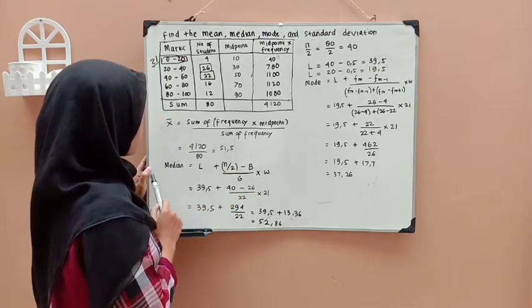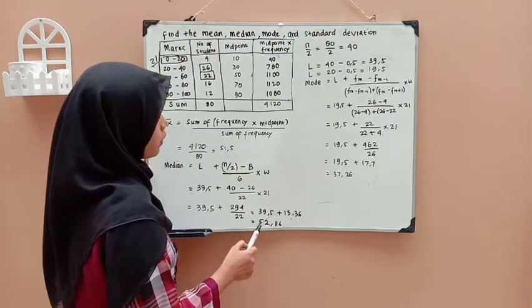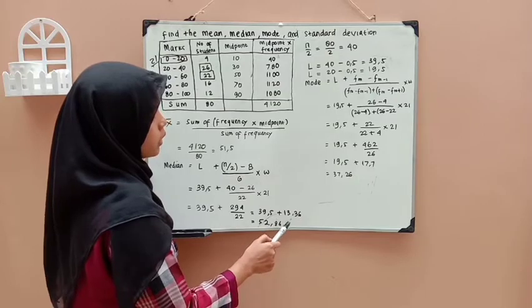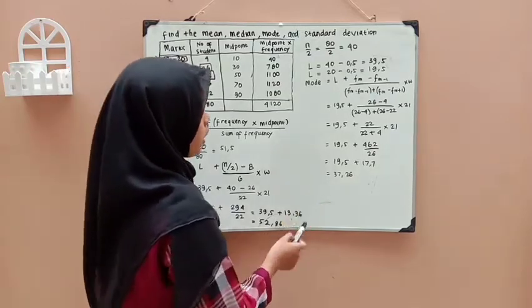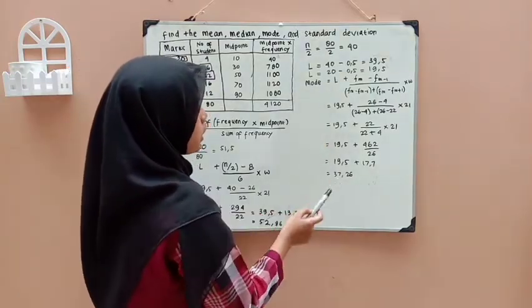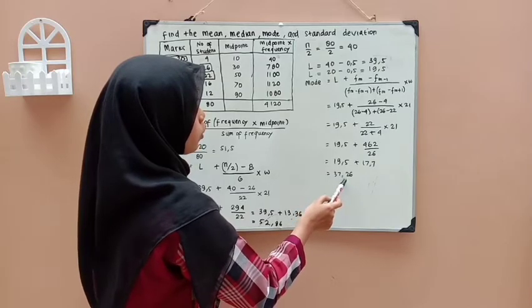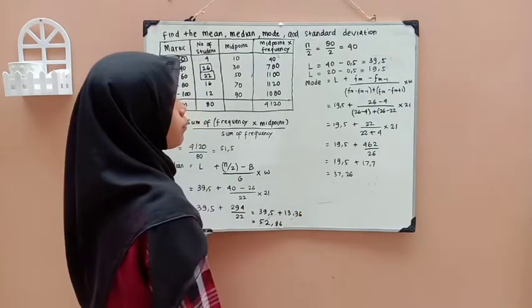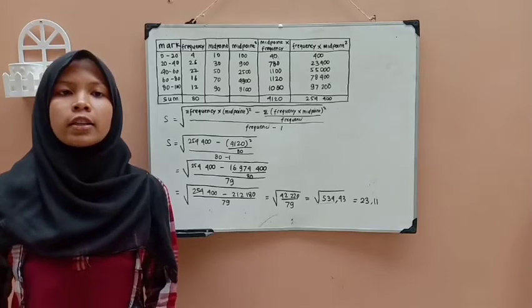So the value of the mean is 51,5. The median is 52,86. And the mode is 37,26. The next is standard deviation.